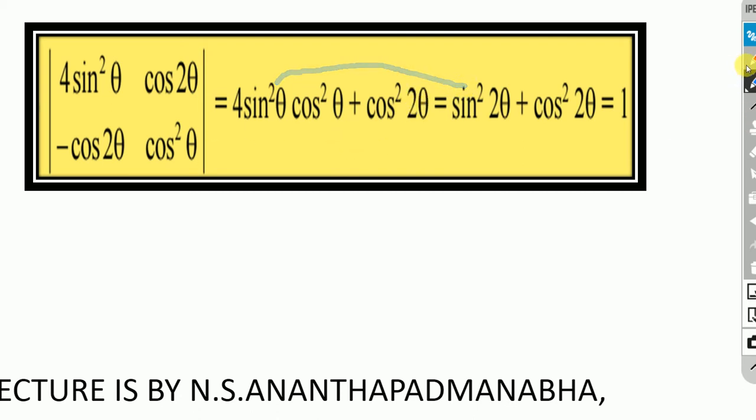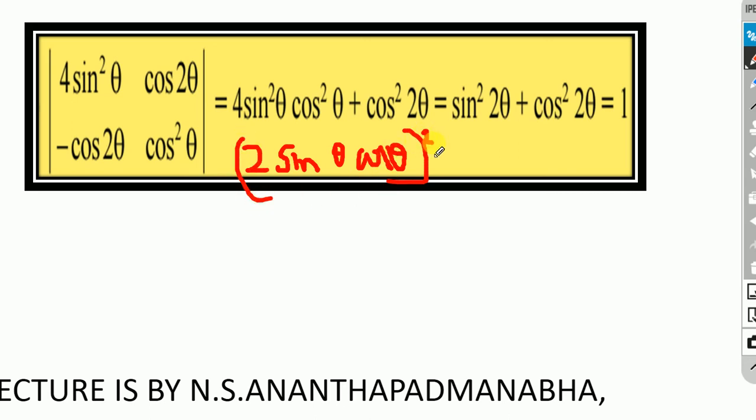If you write this as (2 sin theta cos theta) whole square, you know that 2 sin theta cos theta is nothing but sin 2 theta. 4 sin square theta cos square theta is written as (2 sin theta cos theta) whole square here. So 2 square is 4, sin square theta and cos square theta. Therefore the term inside the bracket is sin 2 theta. So I have sin square 2 theta plus cos square 2 theta, which is equal to 1. So this has appeared in a previous year paper.